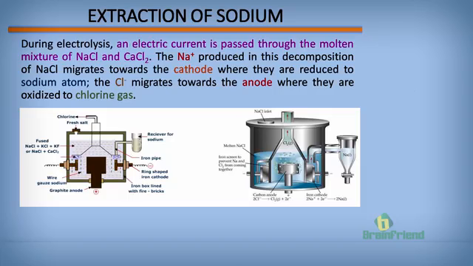So during electrolysis, okay, remember we talked about electrolysis in part 1 of this lesson. So we have a basic understanding of how electrolysis works. So during electrolysis, an electric current is passed through the molten mixture of sodium chloride and calcium chloride. Okay, so we have the molten sodium chloride being added with some other chemical compounds. We have it being added into the electrolytic cell.